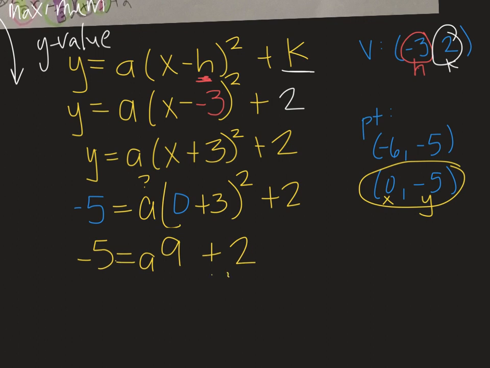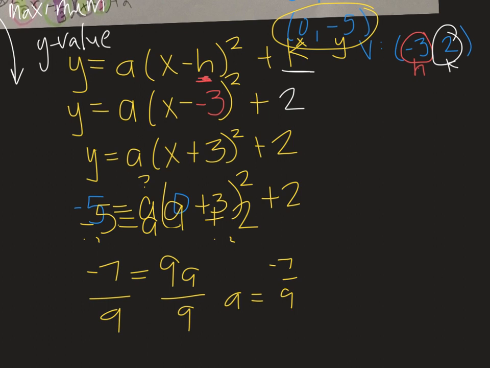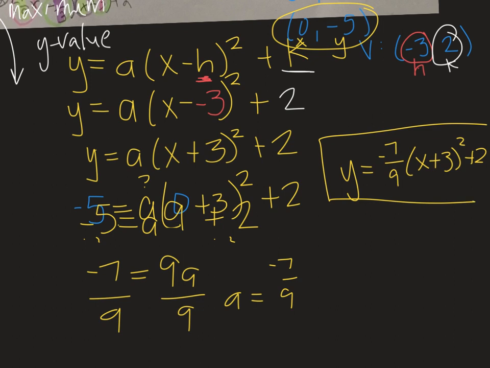I'm going to subtract 2. So negative 7 equals 9a. I'm going to divide by 9. And I get a is equal to negative 7/9. All right, so my final answer is y equals negative 7/9 times x plus 3, close it, square it, plus 2.